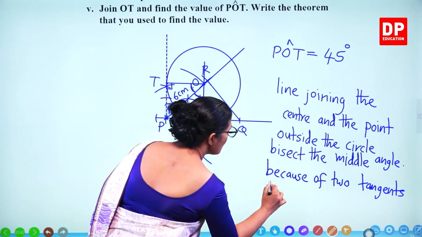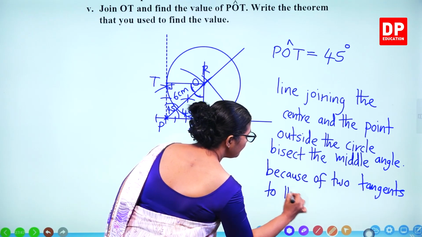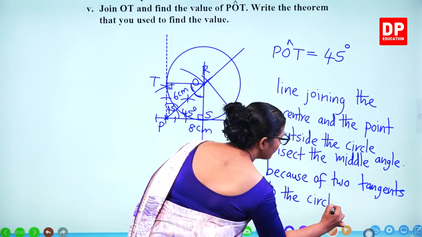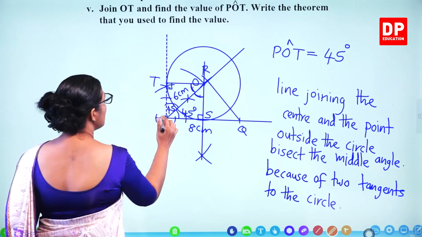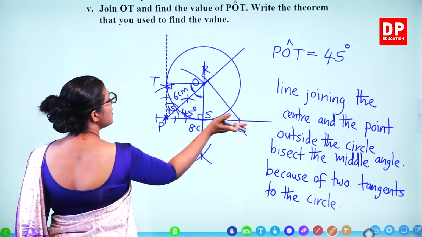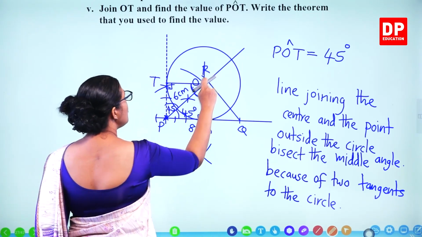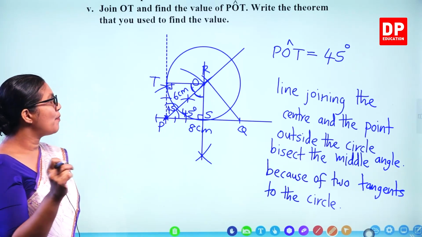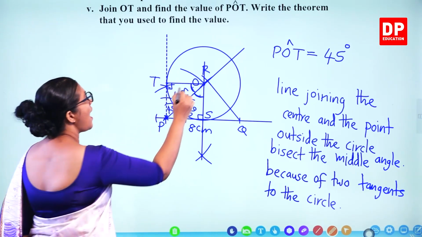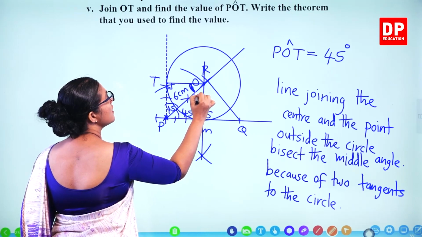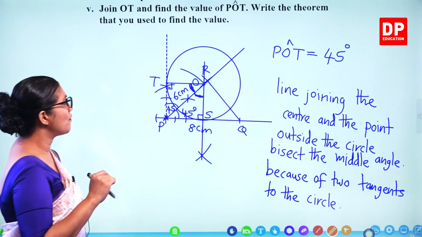Because of two tangents to the circle. So this is the outside point, and these are the two tangents. When you connect the outside point with the center, this angle is bisected. So this is 45, this is 45.